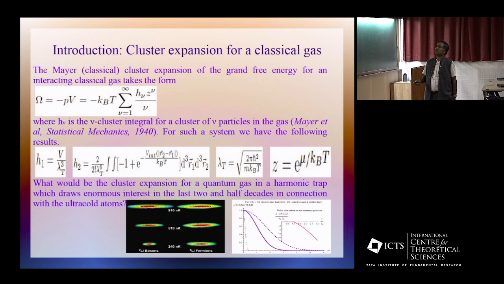So for such a system, we have the following results. H1 equals V by lambda T cubed. So this is nothing but the partition function for a free particle in 3D. H2 takes this form. So in H2, the interaction potential is involved. So lambda T is the thermal de Broglie wavelength, and Z is the fugacity I already told. So the natural question comes, what would be the cluster expansion for a quantum gas in a harmonic trap, which drew enormous interest in the last 2.5 decades in connection with ultracold atoms.